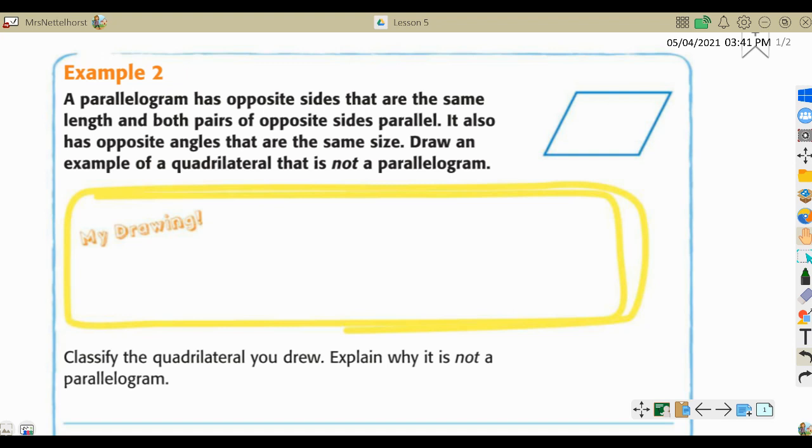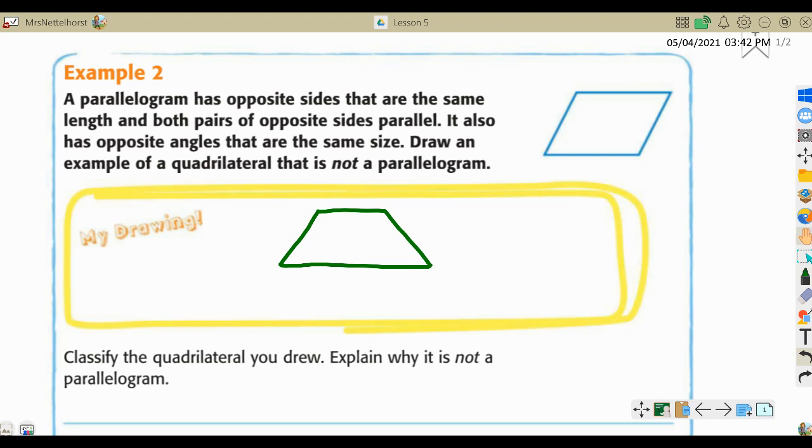Draw an example of a quadrilateral that is not a parallelogram. Well, if you look at the chart on the previous page, there is only one that is not a parallelogram, and that would be a trapezoid. There are others. You could just do an irregular quadrilateral, but you would have to make sure that you don't have two sets of parallel sides. So it's easier just to draw a trapezoid. So draw the trapezoid. Okay, classify the quadrilateral you drew.